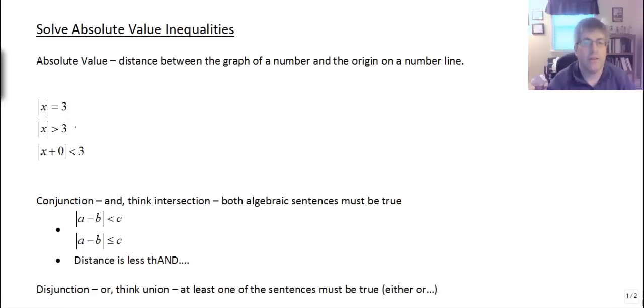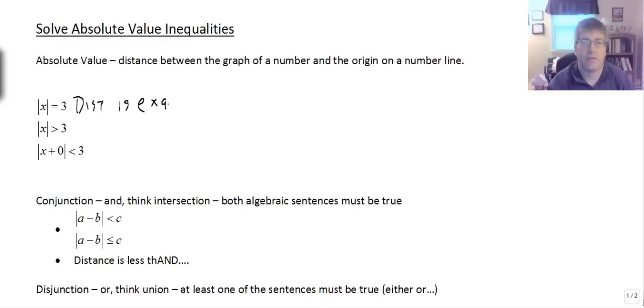So here are 3 absolute values. The absolute value of x equals 3. So we're saying that our distance from the origin is exactly 3 units away. And in this case, the origin is 0, because this is going to be x plus 0 or x minus 0.